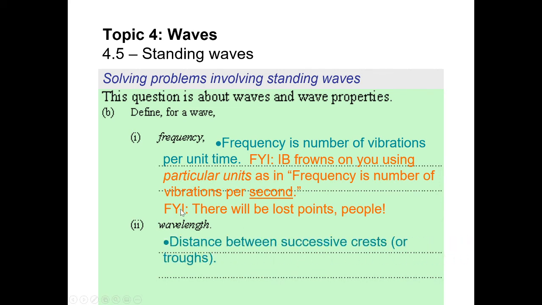Wavelength. Okay, wavelength is the distance between successive crests or troughs. We could also say it's the distance traveled by the wave in one oscillation of the source.